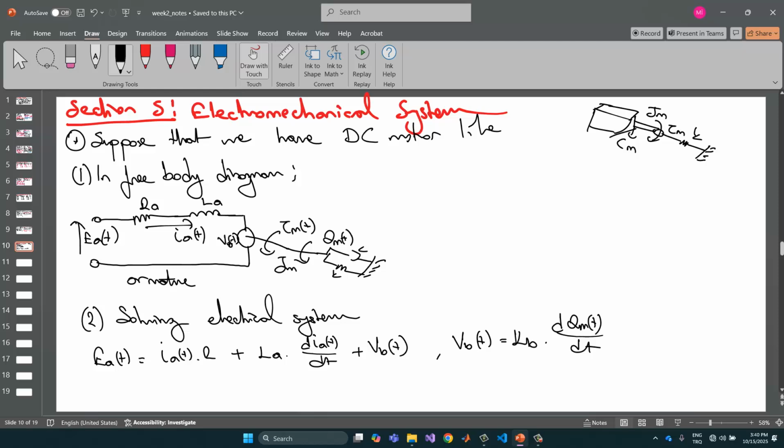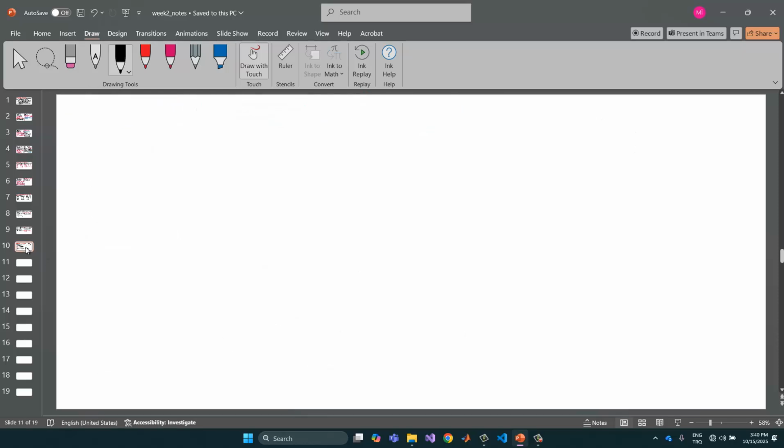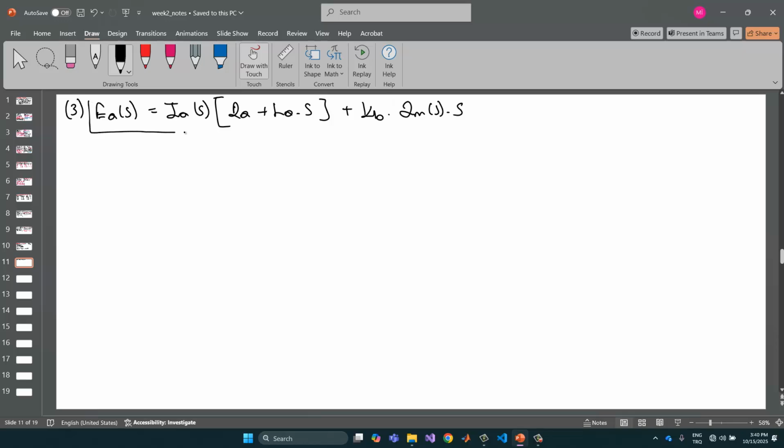Okay? And so, if this is the case, in the Laplace domain, we have this transfer function, E A(s) equals I A(s) times (R A plus L A s), because we have the derivative term in here, plus K B times theta m(s) times s, right? Okay? This is the first equation to relate to the what? The electrical system.